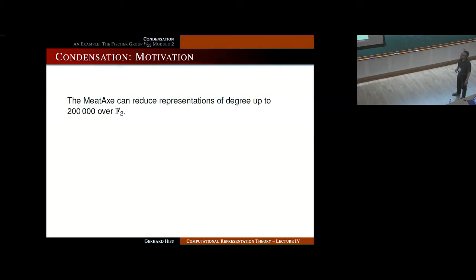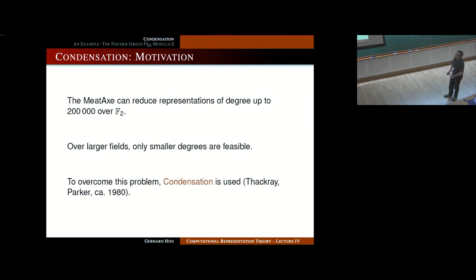Yeah, and at the time when the MeatAxe was done, CPUs were not large. So we could only do small matrices. But this is increasing, but nevertheless, I mean, there is a limit, and maybe this is about 200,000 if you do it naively. And of course, if you work over F3, things get worse. And if you work over F5, or if you have to use an extension field of F3 of degree 2, things get even worse. And this is why I think Parker and Thackray came up with the idea of condensation.